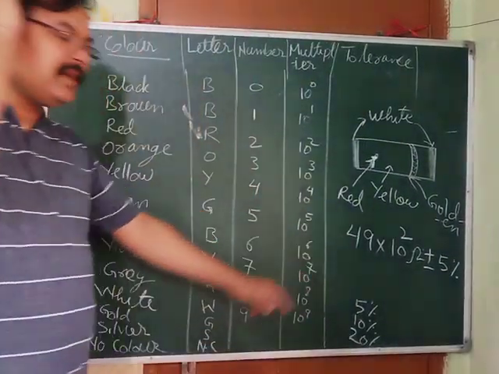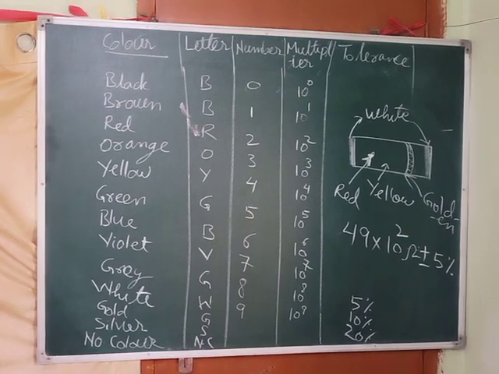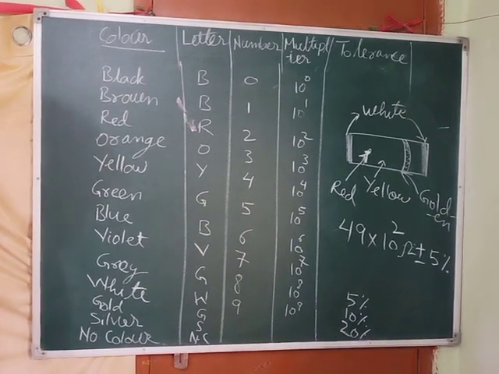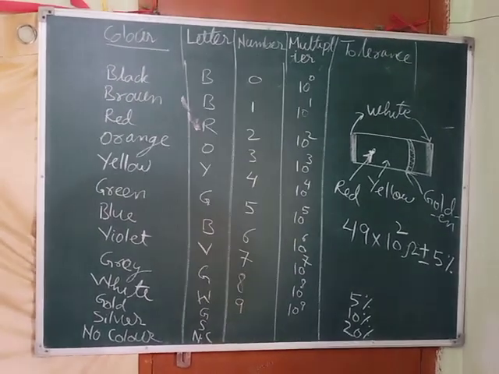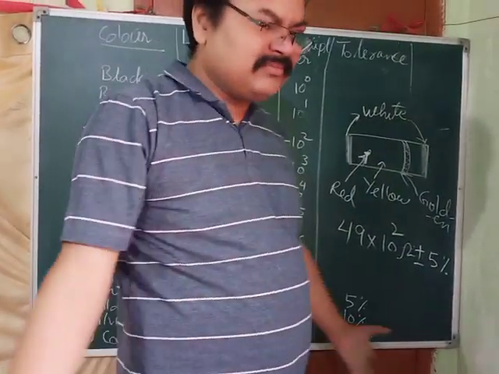So in this way we can find out the resistance of a given carbon resistor. So I have told you both the ways. Okay. So any problem in this? I don't think so. You can do it very easily.